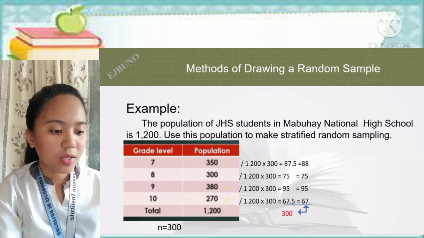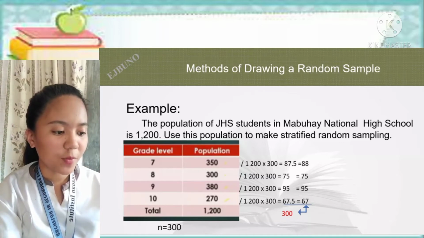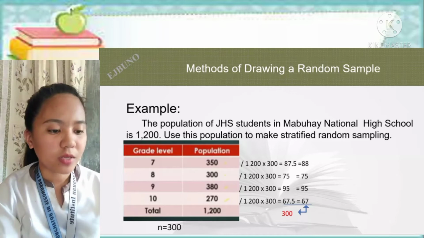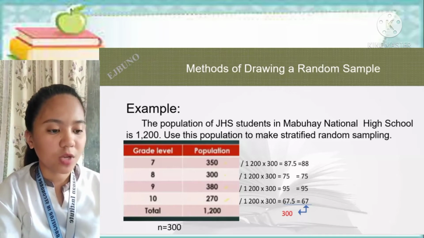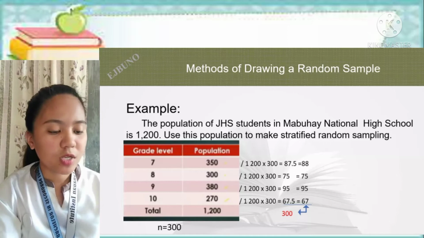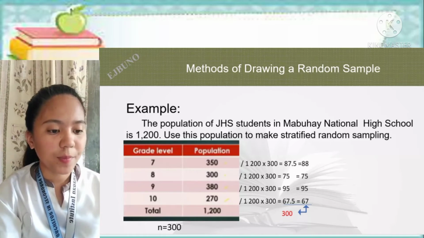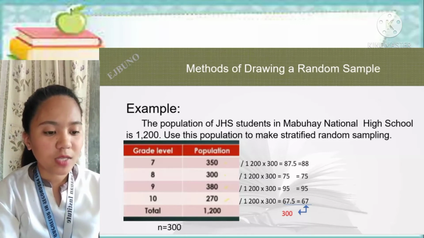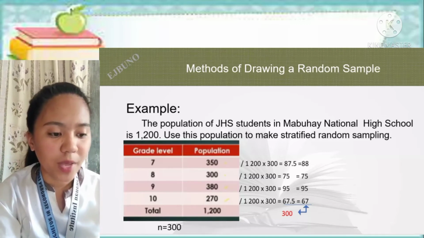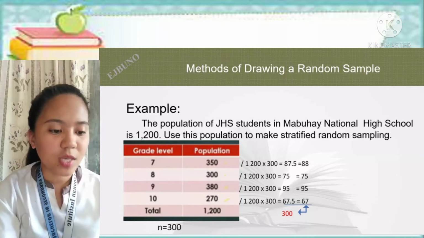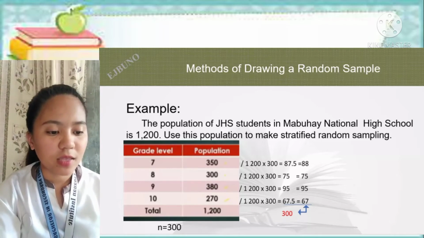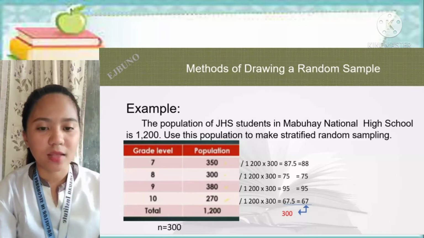Next, the population of junior high school students in Mabuhay National High School is 1,200. Use this population to make stratified random sampling. 1,200 times 300 equals 87.5. 1,200 times 300 equals 75. 1,200 times 300 equals 95. 1,000 times 300 equals 67.5. We did not round off the 67.5 because 87.5 is higher and rounds to 88, and the sum is 300.